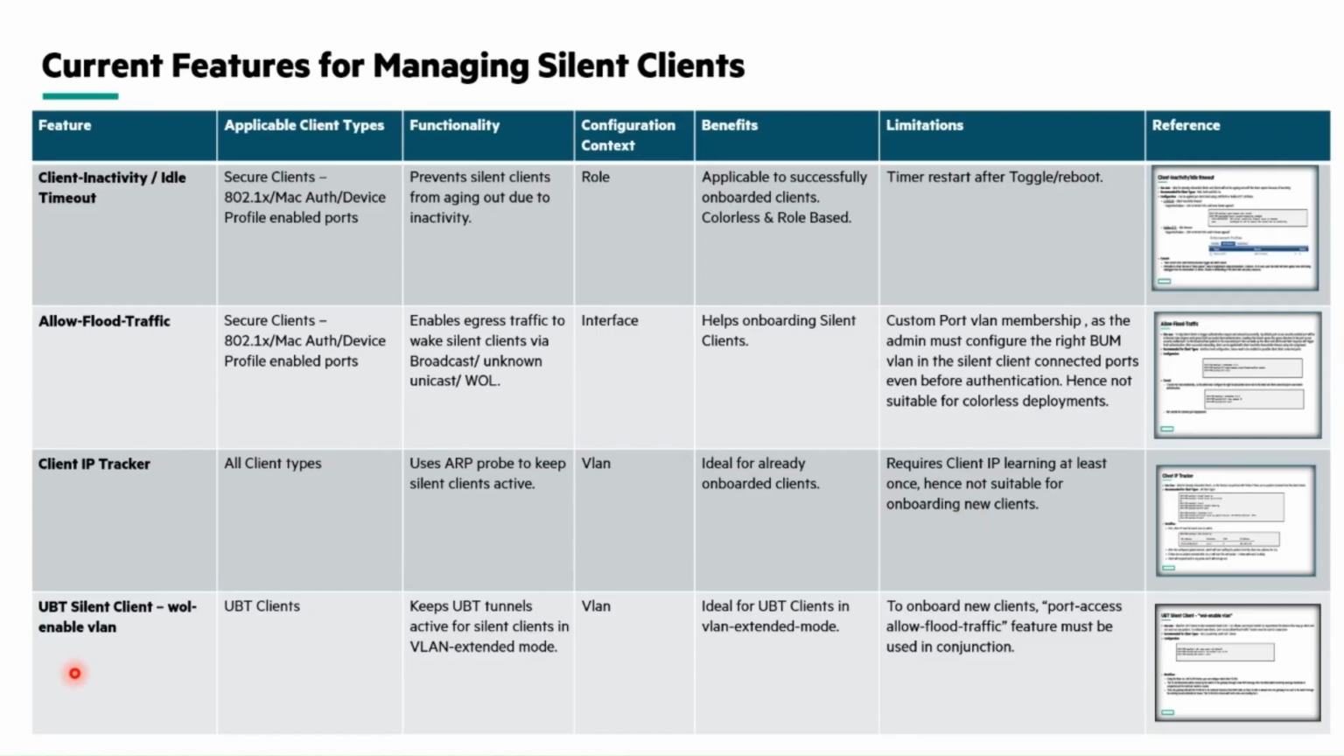Next is the UBT silent client feature. This is especially for UBT clients. The main purpose of this feature is to keep the tunnels active for VLAN extended UBT clients. Even here, it is not suitable for newly onboarding clients. It's only for already onboarded clients. And it requires additional configuration as well, where you have to work along with port access allow flood traffic for this feature to manage the UBT silent clients.